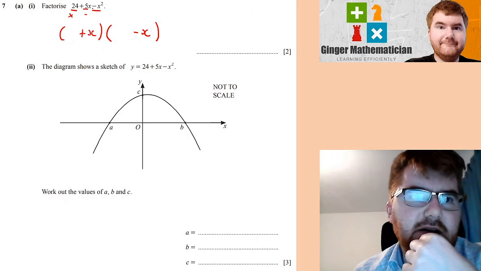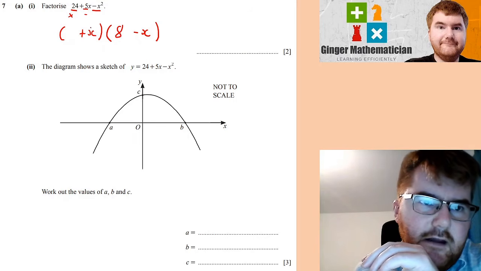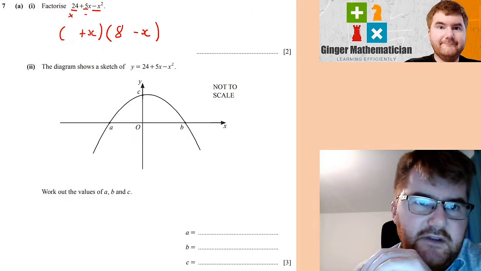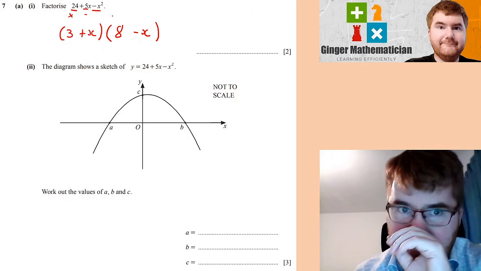So we want a plus 5x at the end, so we want our bigger number in the center, because remember when we do FOIL, x times 8 is 8x. So we'll put the 8 in here, and we'll put 3 in here. 8 times 3 is 24, so that matches.